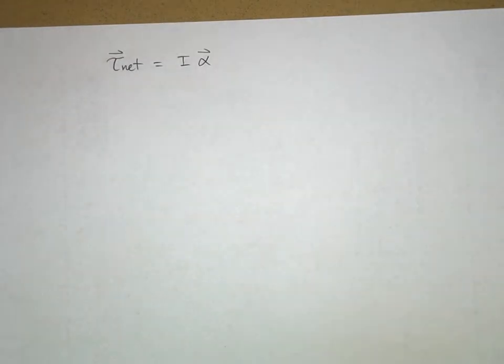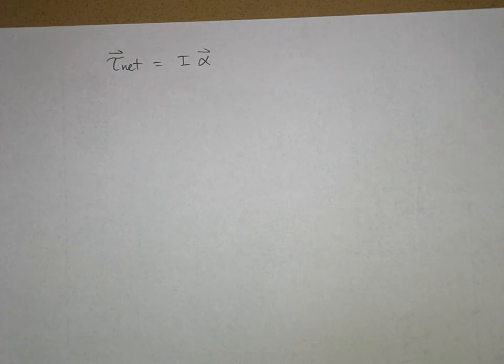If you apply a net torque to a system, to an object, or a system of objects, you will change the angular velocity of that object over time. That's what a net torque does. It makes things spin, or it changes the way they spin. If something isn't spinning and you apply a torque to it, it'll start spinning.